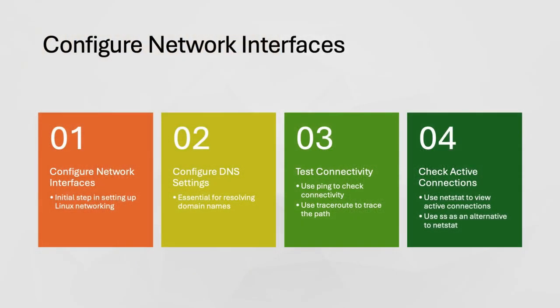To set up Linux networking, start by configuring the network interfaces, then configure DNS settings to resolve domain names. Test connectivity using ping or traceroute, and finally check active connections with netstat or ss.